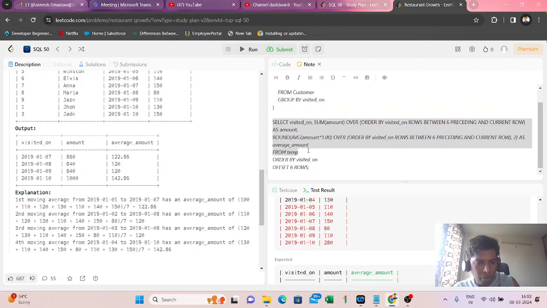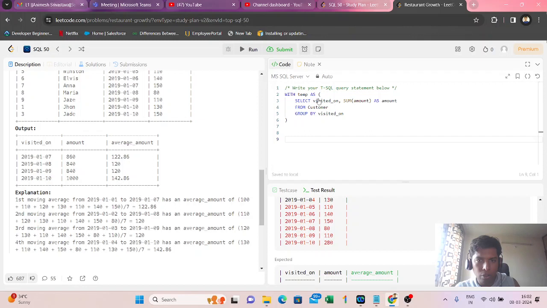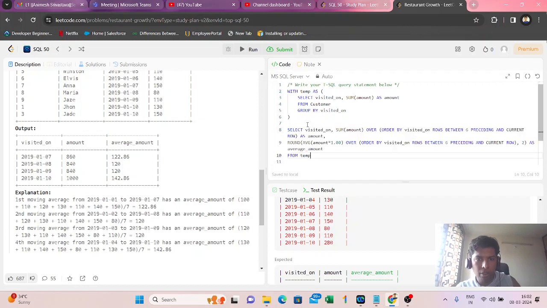First, I will copy only this much and then I will add other things so that we can go on with the explanation as well and don't get confused. Selected visited on, we have taken this from this temp. Sum of amount. Now, what is amount? It is this. Now, don't consider this table. Go to this table. Now, sum of these amounts over order by visited on.